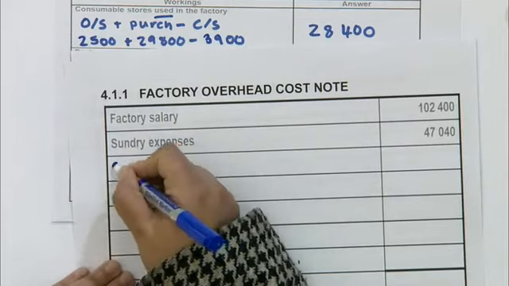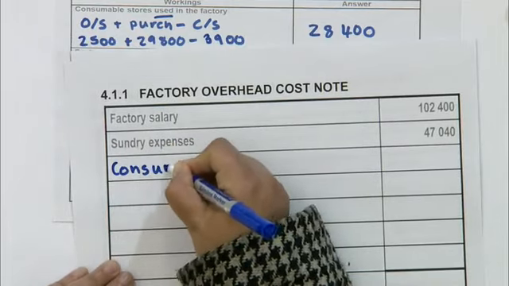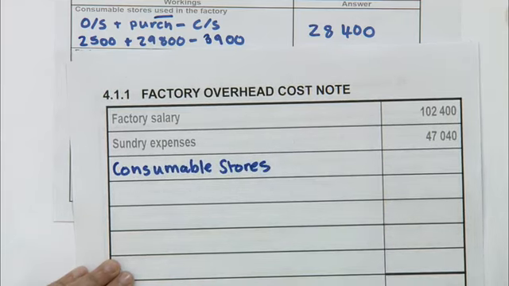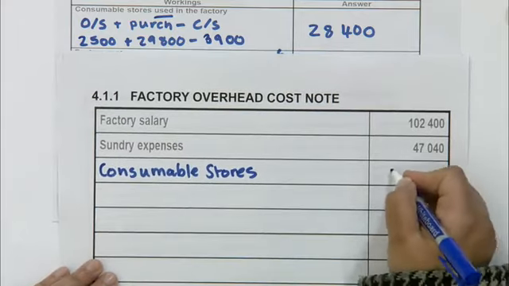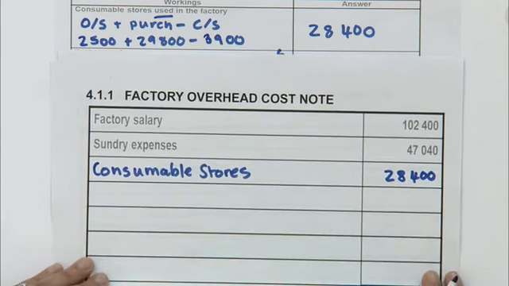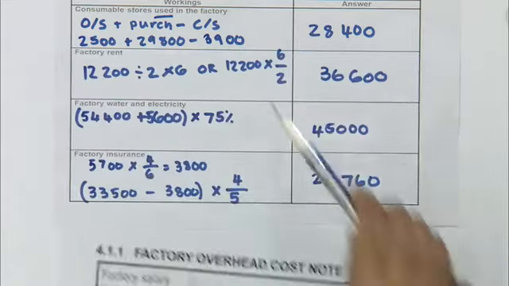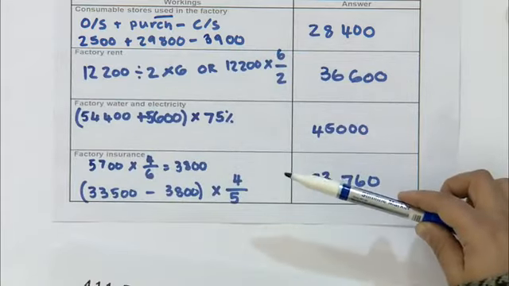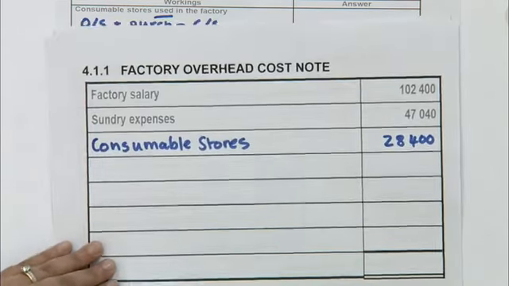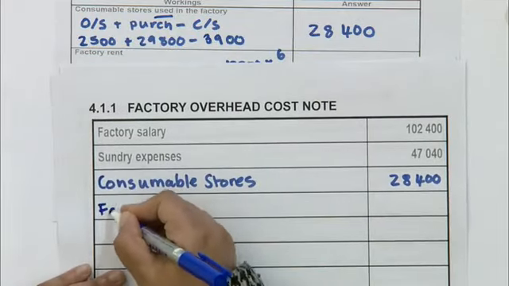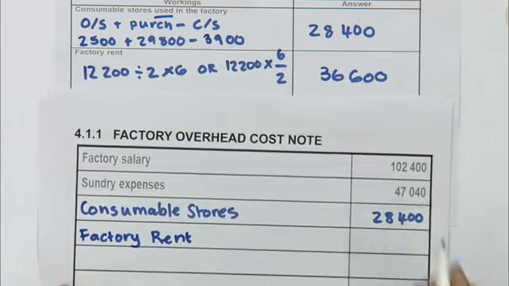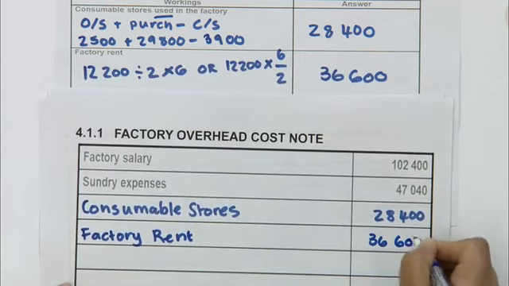Okay? That's what we're going to do. So I'm going to add consumable stores, because I know it's an indirect cost, and therefore it goes into factory overheads. Please take notes. I'm only writing down the consumable stores that I used for the year. Now, in the exams, they might not have this section, right? However, you need to show these calculations next to the wording. Okay. Then we have factory rent. So we've identified it belongs to the factory and it's an indirect cost. And our factory rent is 36,600.